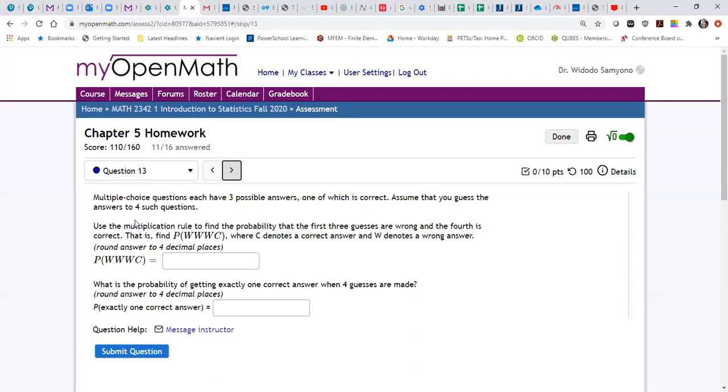Assume that you guess the answer for four such questions. Okay. Use the multiplication rule to find the probability that the first 3 guesses are wrong and the fourth is correct. Okay. So you can put it like this. So the 3 guesses wrong and then the fourth guess, the last one, is correct. Okay. So what is the probability? You need to go back to the Excel. Right? Okay.